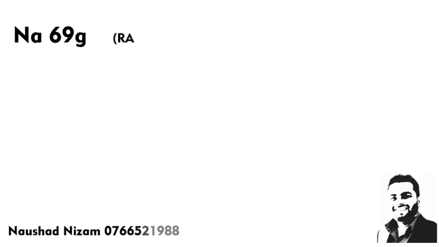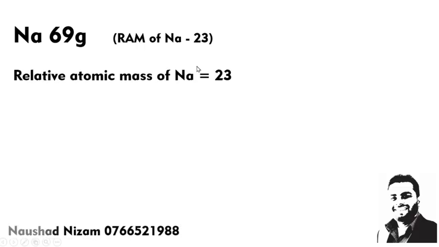Now see, sodium. We need to find the number of moles and number of atoms found in 69 grams of sodium. The relative atomic mass is given as 23. The first step of this calculation, write the relative atomic mass, that is 23, which is given. This is an atom. Now convert this atomic mass into molar mass. That is 23 grams per mole. In 1 mole, you have 23 grams.